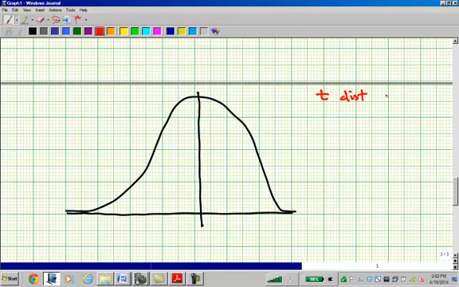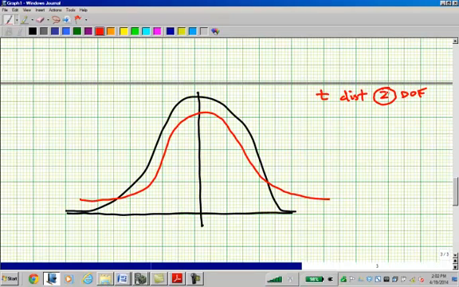And let's say this has 2 degrees of freedom, 2 DOF. Okay, it's going to look approximately like this. It's going to be shorter and more spread out. Why? Because the sample size is so small. So it's going to have a bigger standard deviation, so then it's going to be more spread out.